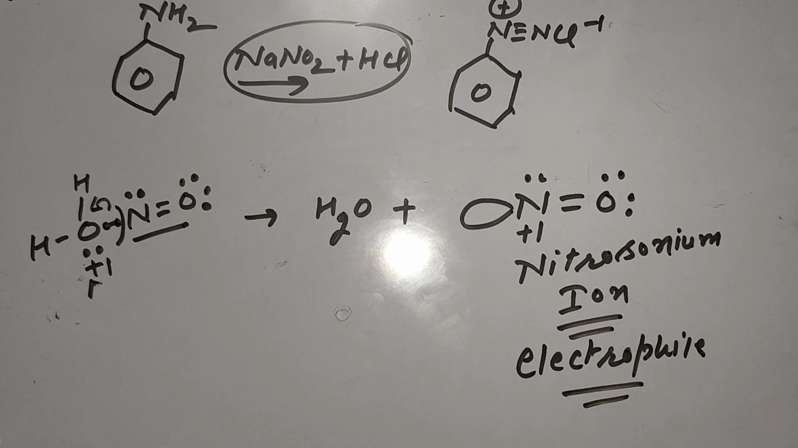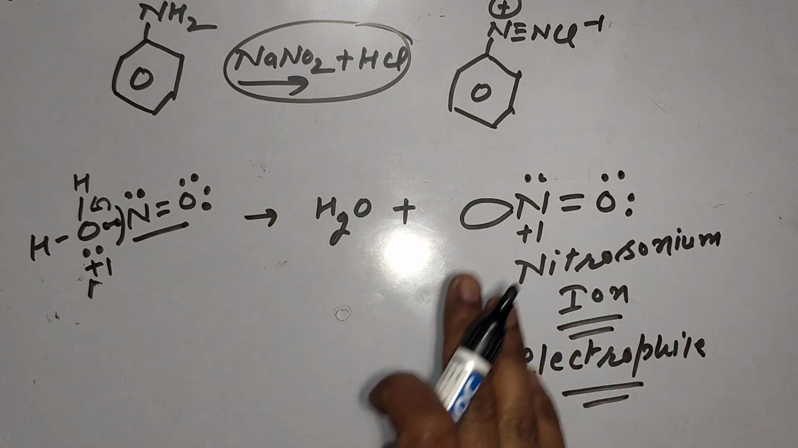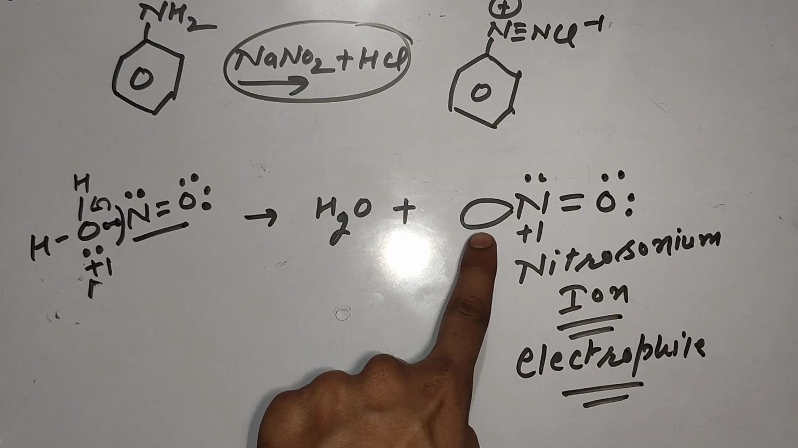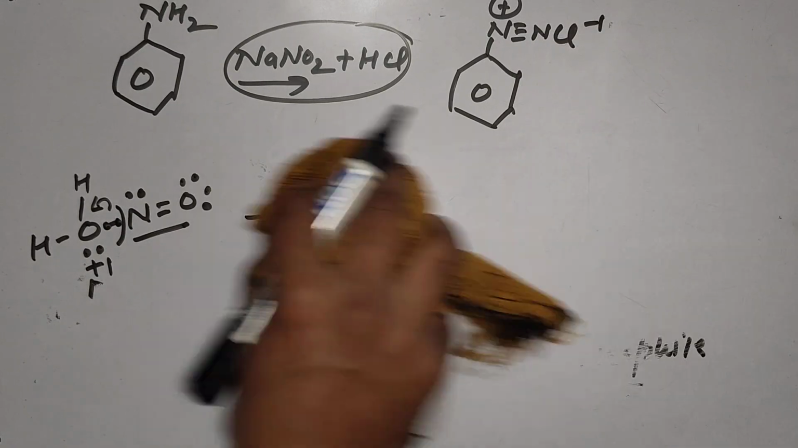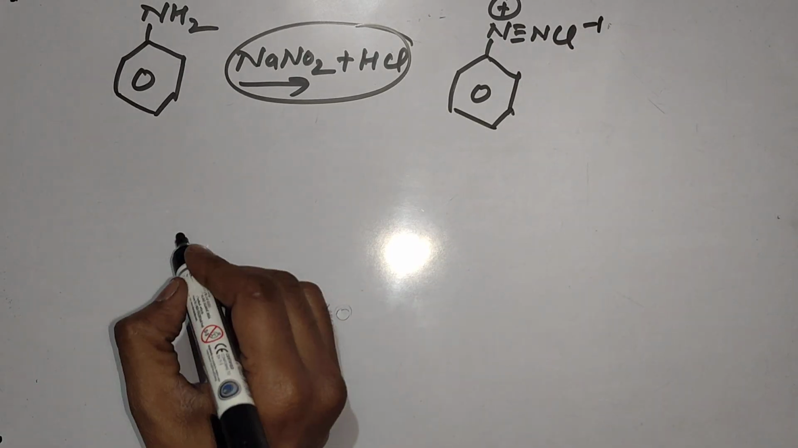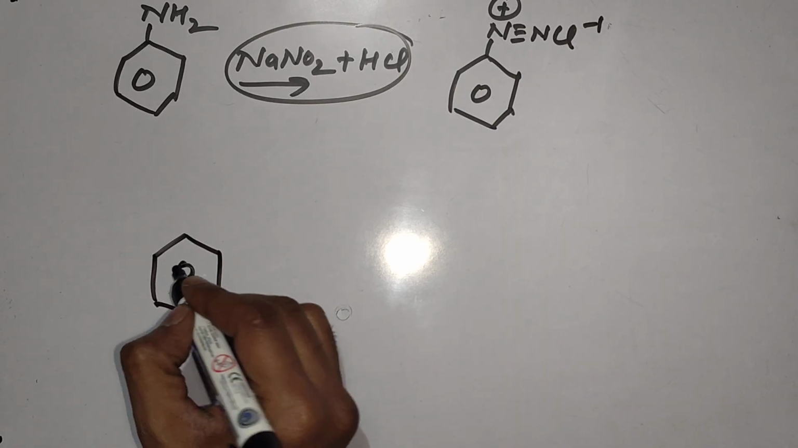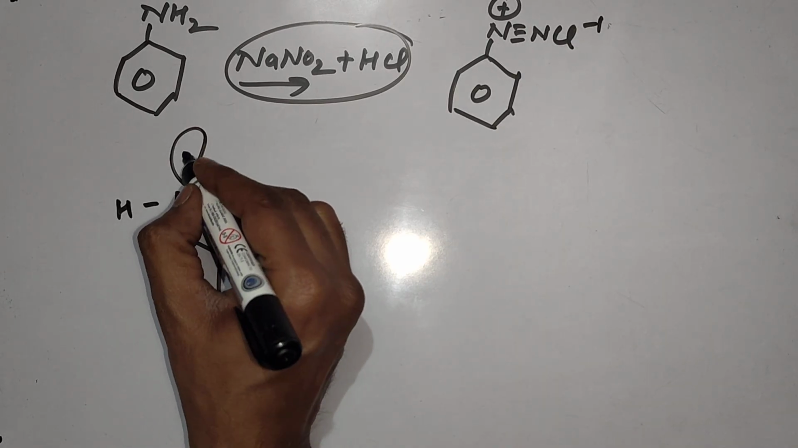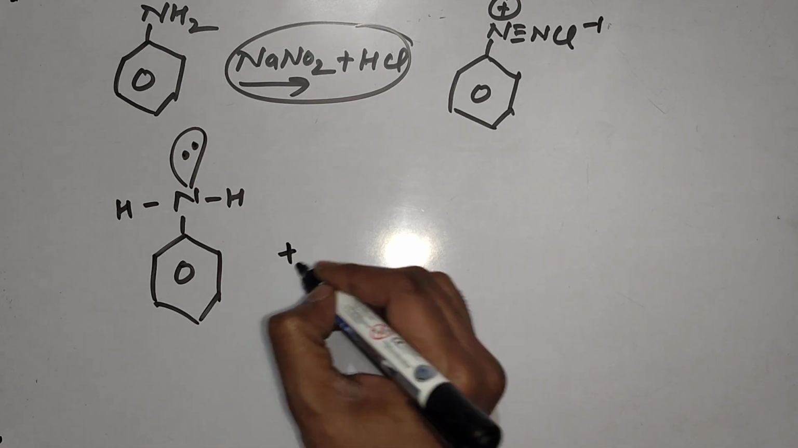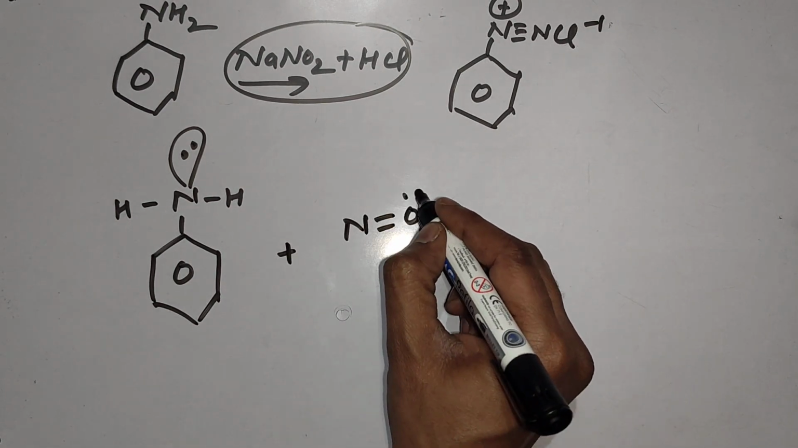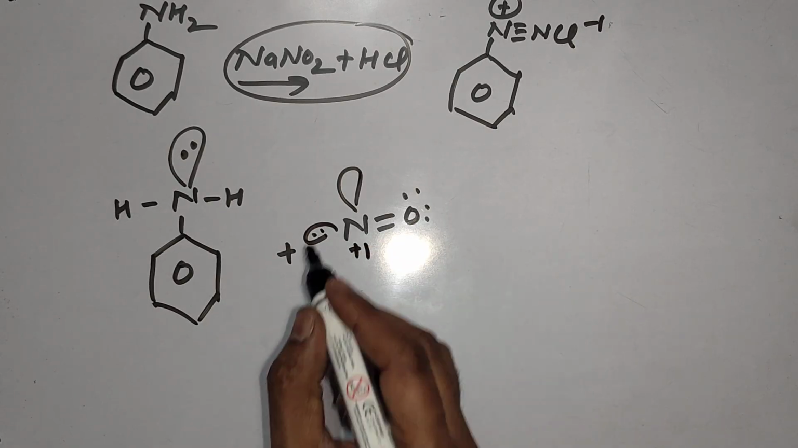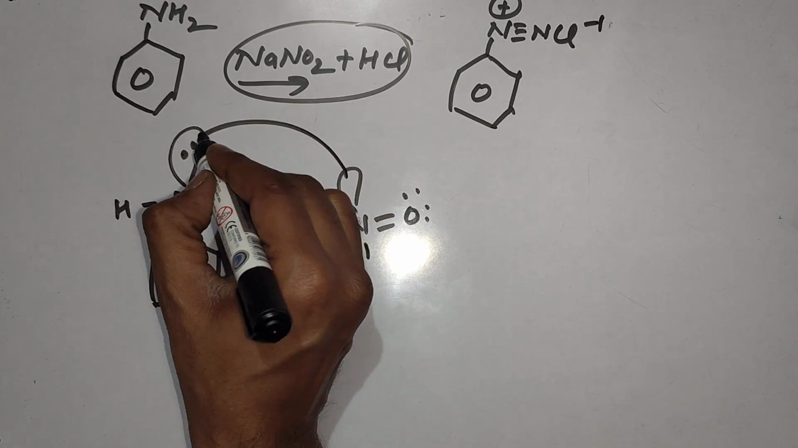Now look what will happen after it. Up to here there is no problem. Nitrosonium ion is generated. It's an electrophile which needs electron. Who can provide electron to it? Aniline is waiting. In aniline, nitrogen has a lone pair, and this nitrosonium ion needs that. This vacant orbital will attack on nitrogen.